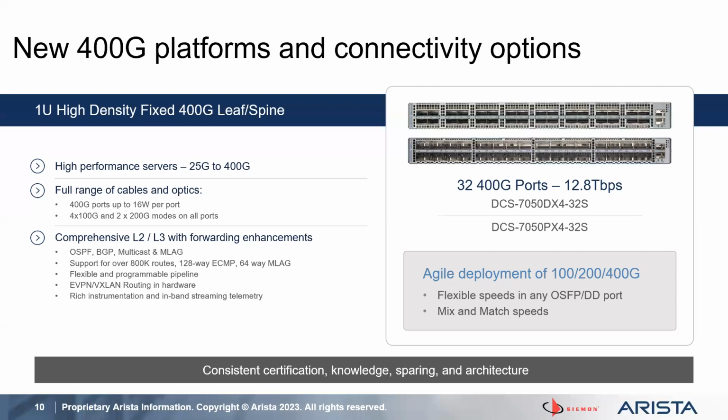So what I'm laying out here is, when you think about 400 gig, Arista is always going to offer you two options in terms of the port connectivity. We're going to give you options in QSFP, and we're going to give you options with OSFP. So if you look at the part numbers itself, the DX part numbers refer to QSFP ports, and the PX part numbers refer to OSFP ports.